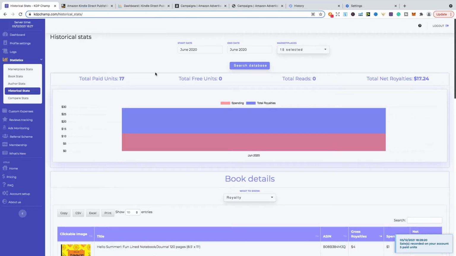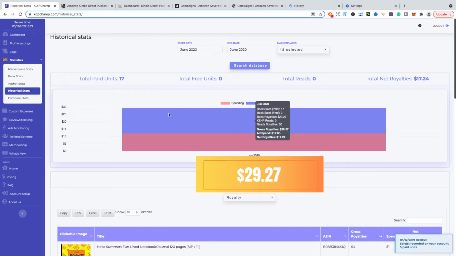So to get straight into it, I started self-publishing in June 2020, mostly creating no content books, earning $29.27 in gross. But as you can see to the right-hand side, the net amount was $17.24 as I was running ads. And I have linked this video on my ad strategy if you want to know more about ads. So I was happy with this amount.